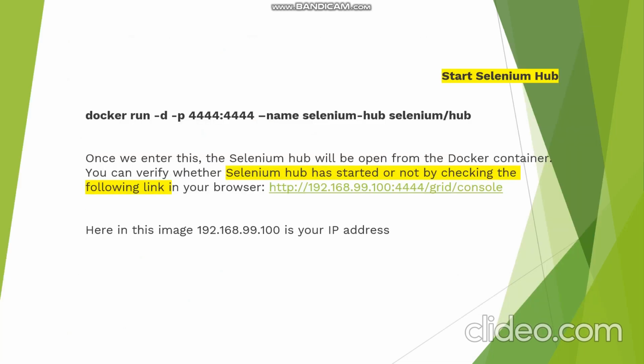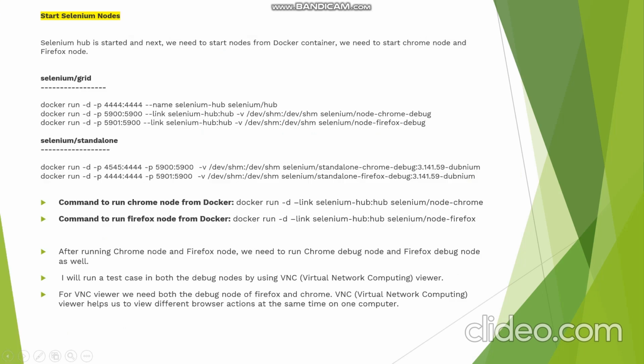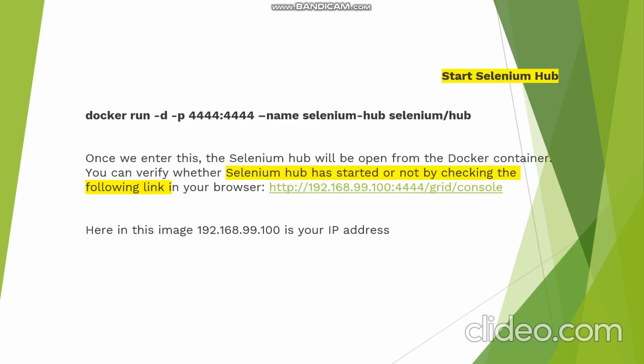And so we can start the Selenium Hub by running this command: docker run -d -p, and this is the port number where the Selenium Hub will run, 4444, and then the name of the Selenium image, Selenium Hub. Once we enter this, the Selenium Hub will start from the Docker container, and we can verify whether the hub has started by typing the local URL, the machine IP address, and then the port number, 4444. Once you open this, you can see the Selenium Hub has started.